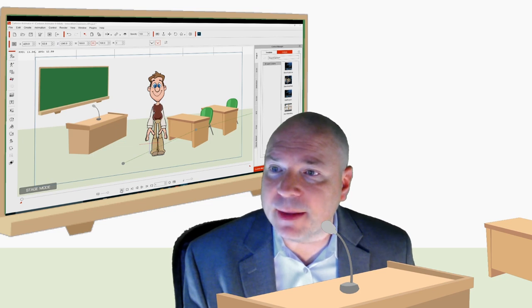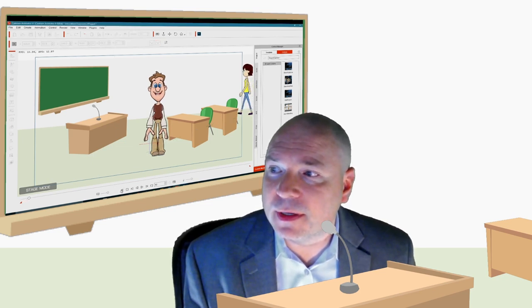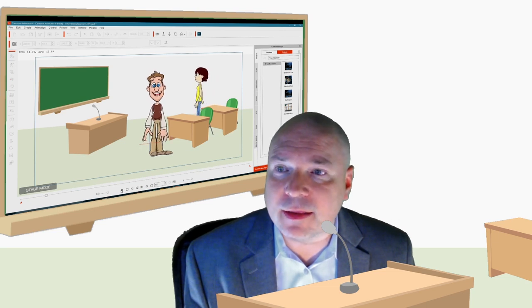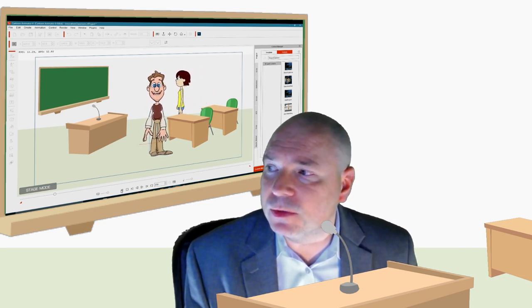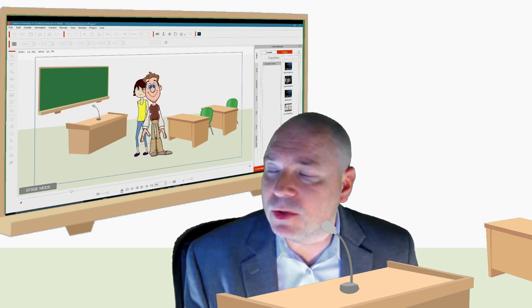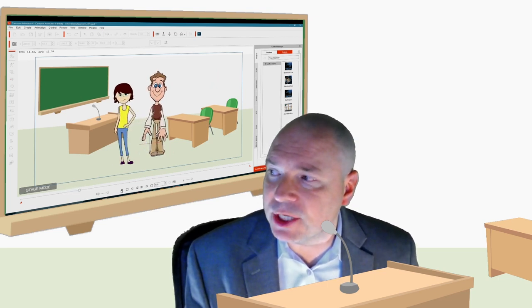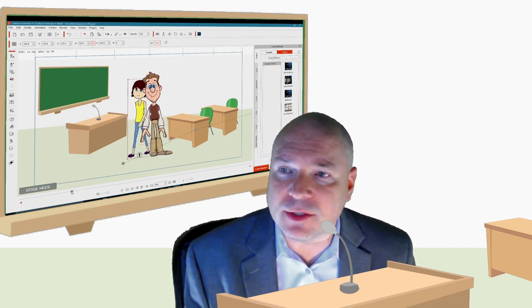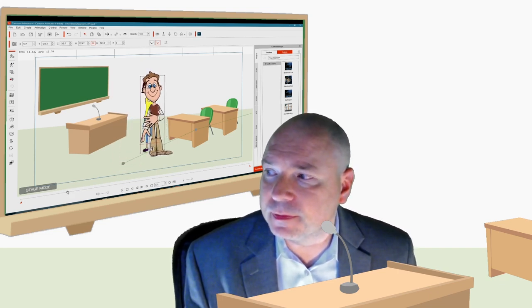And now I've drawn in a path for her to follow. And now she just follows the path and walks along the path and comes into the room. And I've used some perspective by changing her size. So she looks like she's walking from the back of the classroom to the front of the classroom.